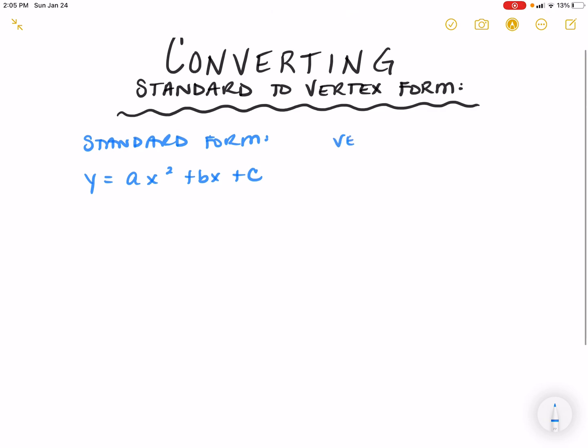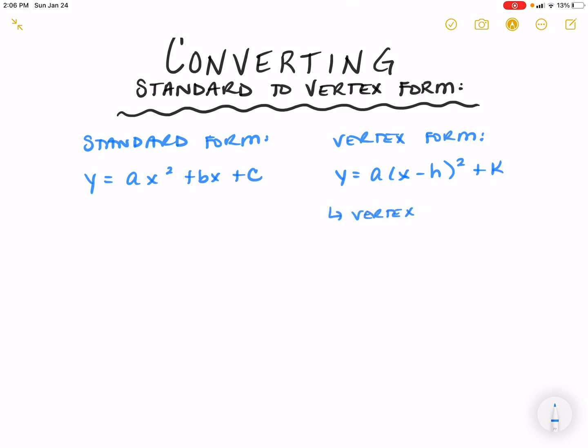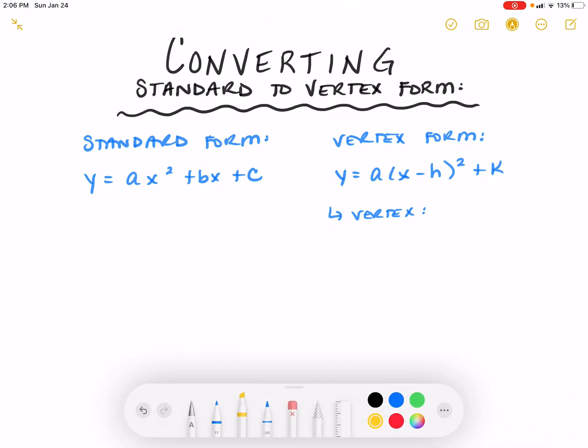Well, vertex form is the one that looks like this. It looks like this: quantity x minus h squared plus k. And vertex form is good for graphing, mostly because the vertex is in the equation. If you remember, the vertex is going to be the h value and the k value, so the vertex is (h, k). Remember that the h number will be the opposite of what it looks like in the equation.